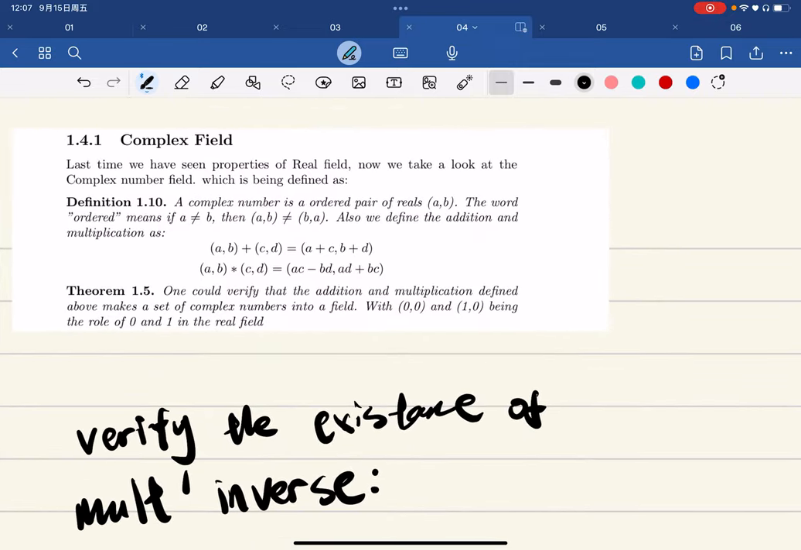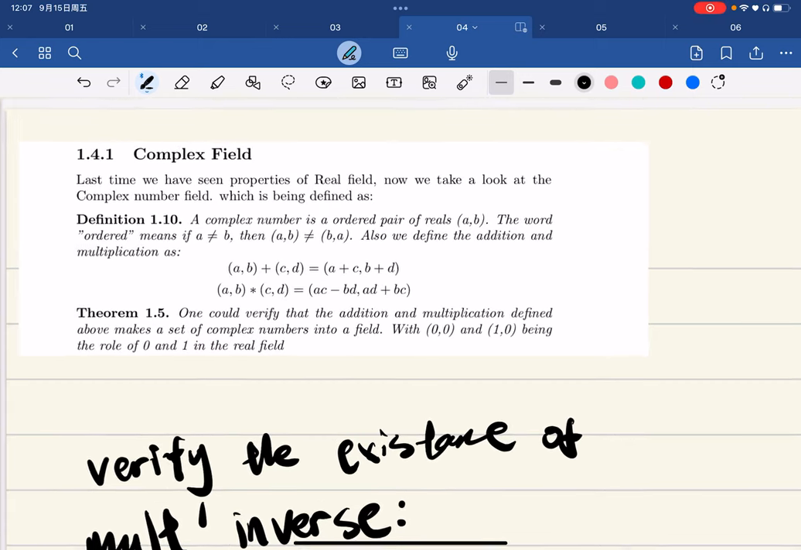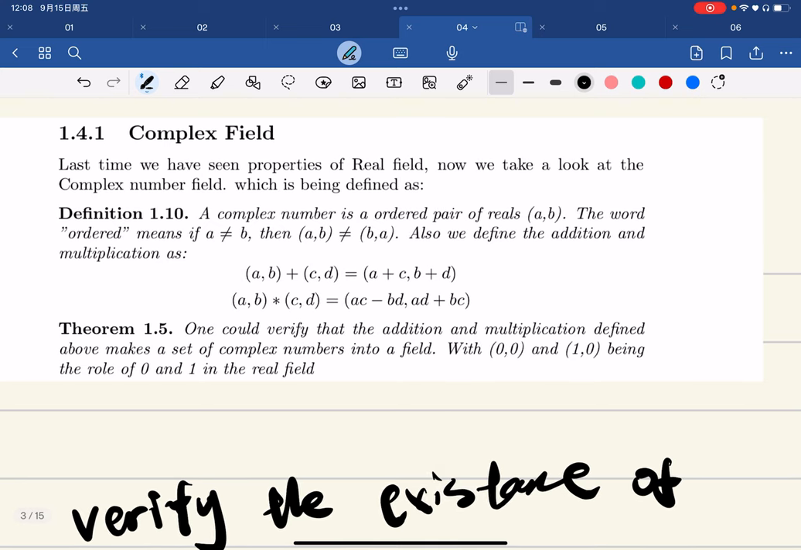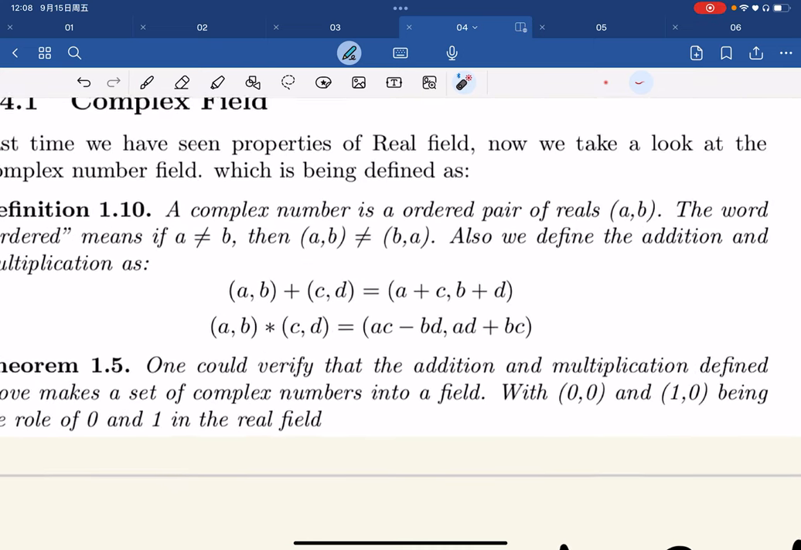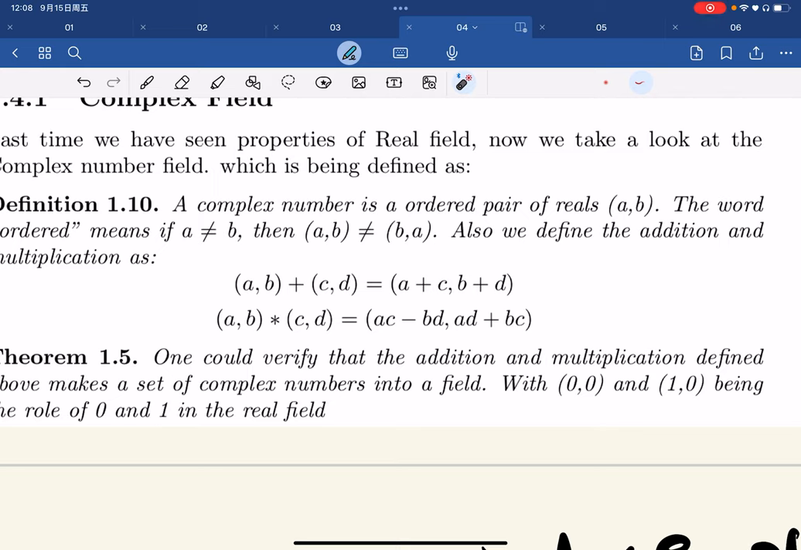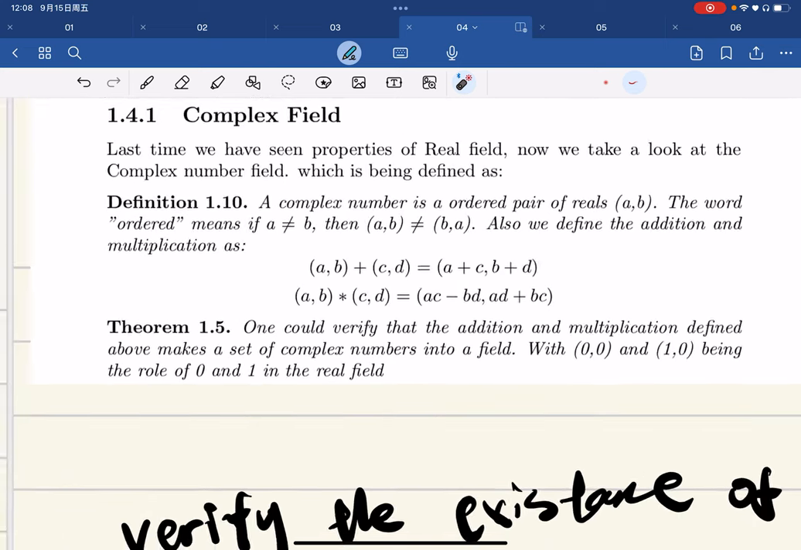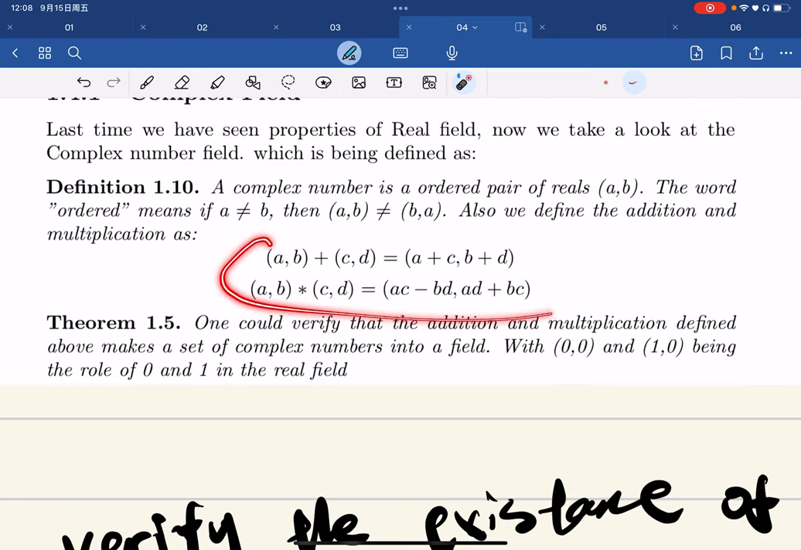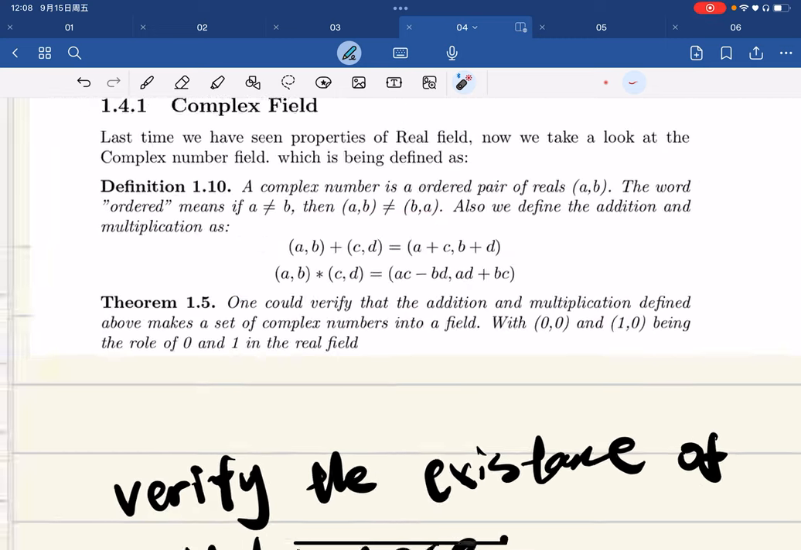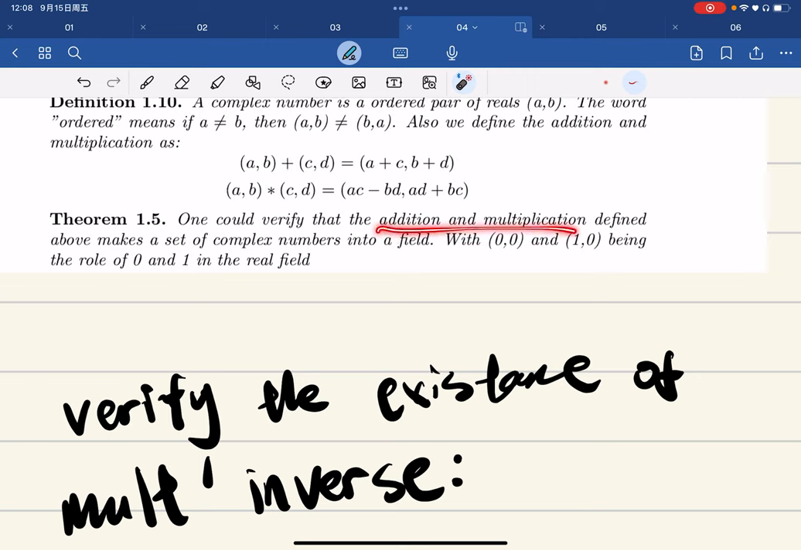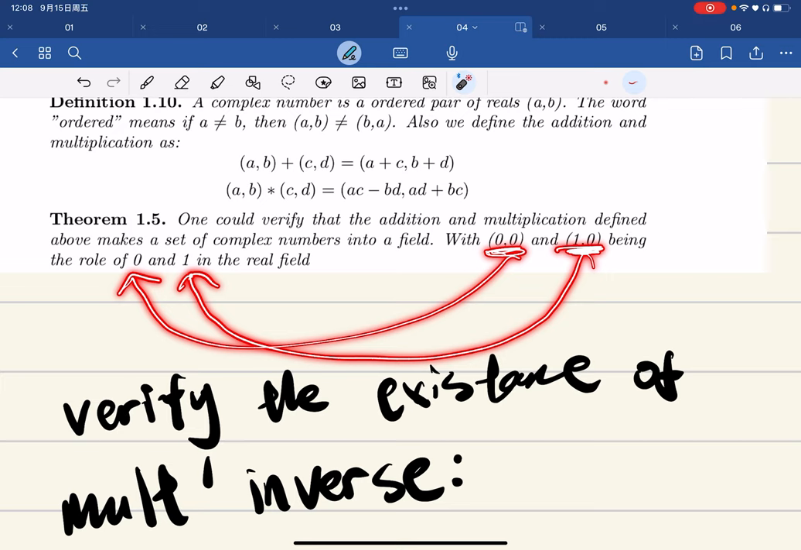Now, we're going to introduce the complex field. The complex field is defined as ordered pairs of reals. Ordered means that if a is not equal to b, then (a, b) is not equal to (b, a). Then we define addition and multiplication like this. Then we can verify that the addition and multiplication defined above make the set of complex numbers a field satisfying the field properties, with 0, 0 and 1, 0, where this is 0 and this is 1 in the real field.